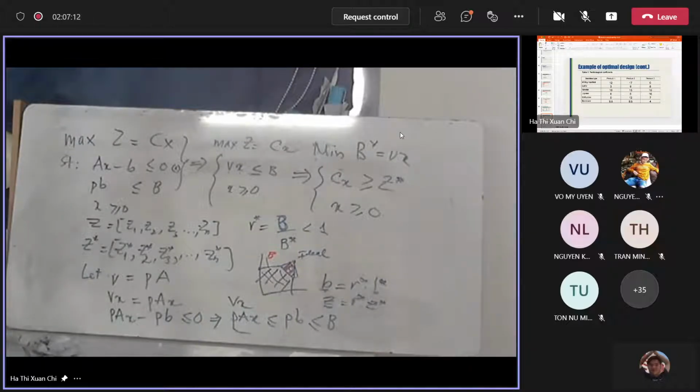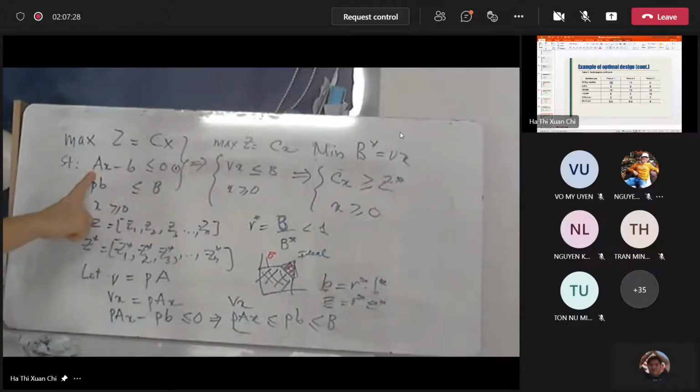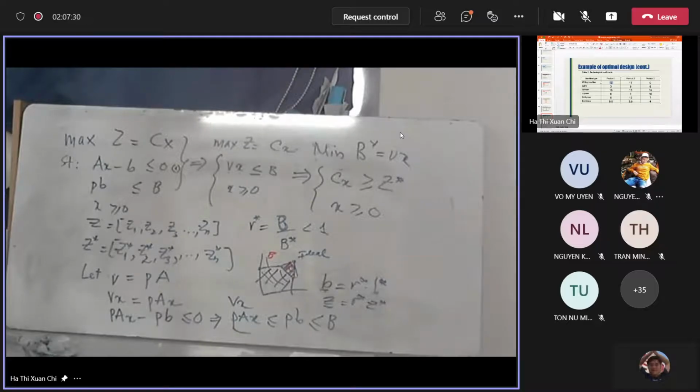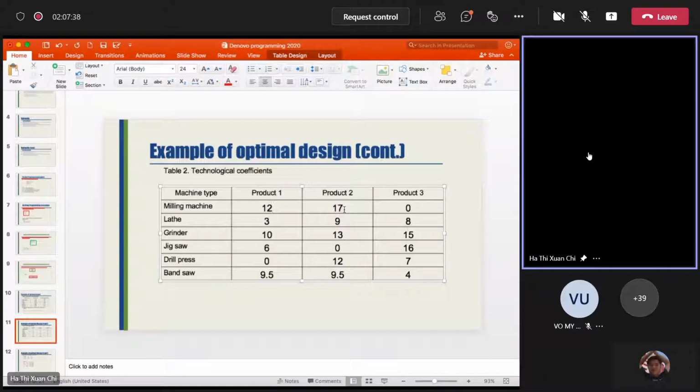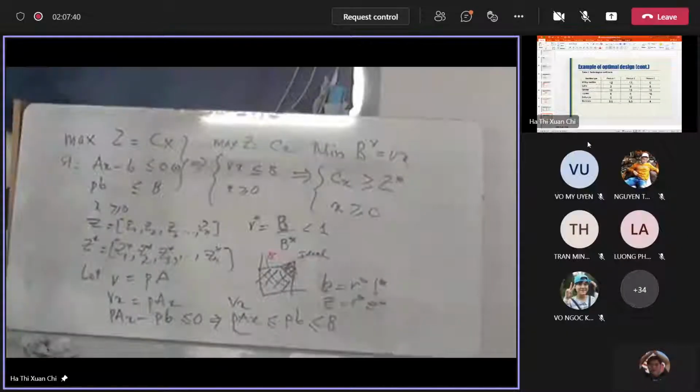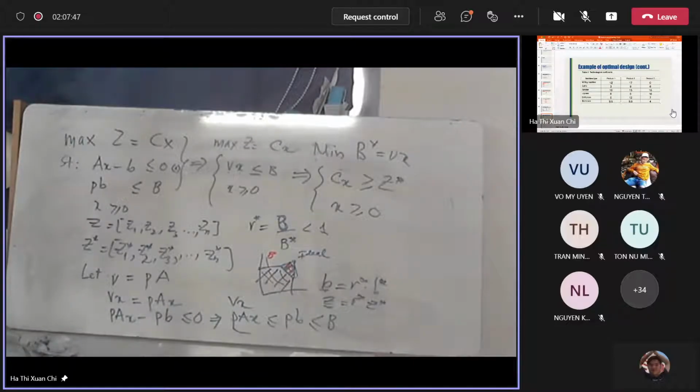And for the second one, the information they give is the coefficient of product one, and for product two, here is the matrix A. So for the milling machine, they need 12 of product A, 17 of product B and 0 of product C, right? Okay, and so on. It's the same.